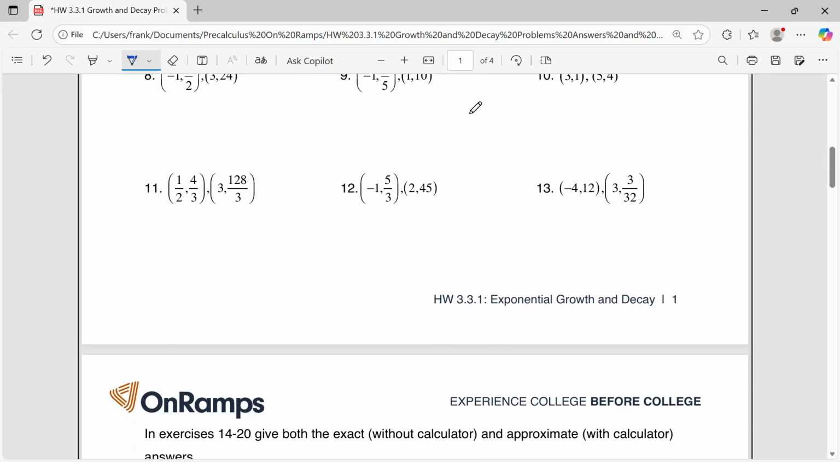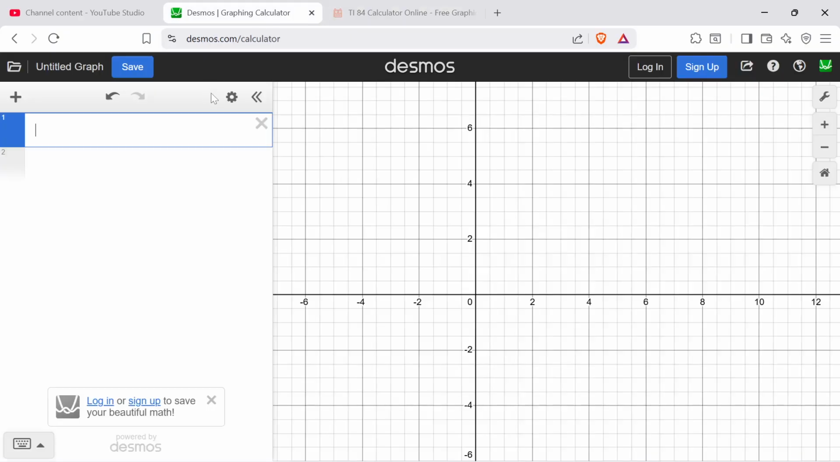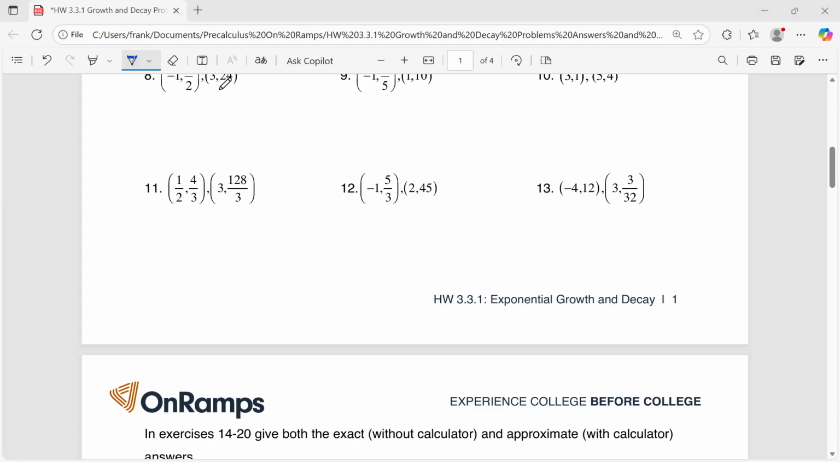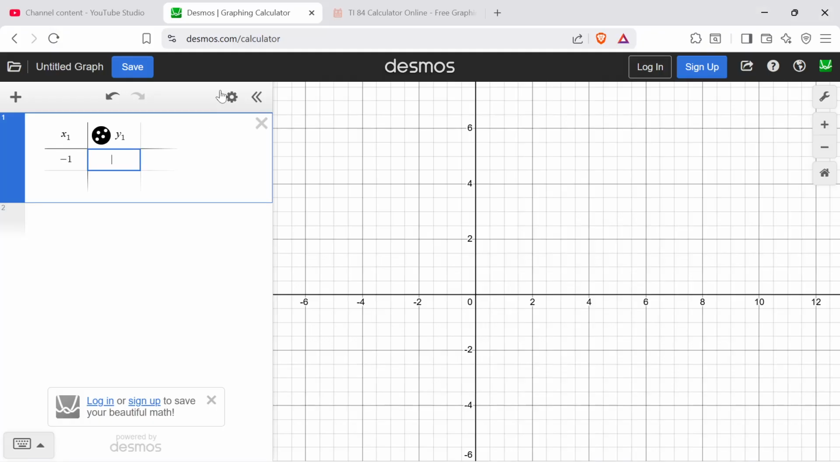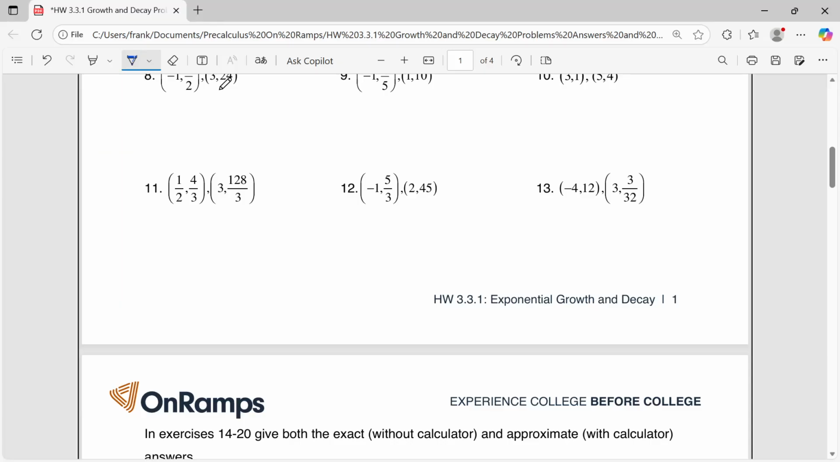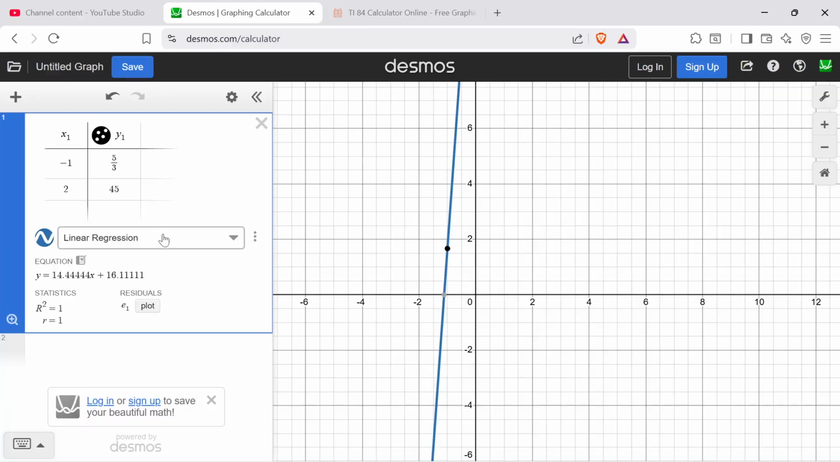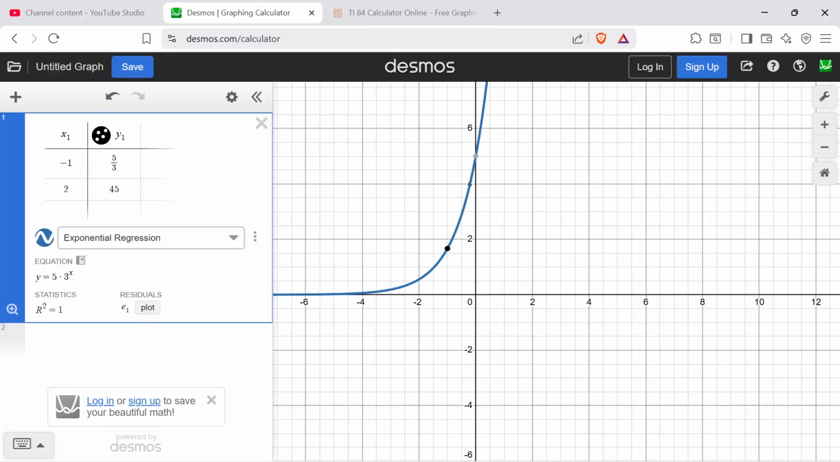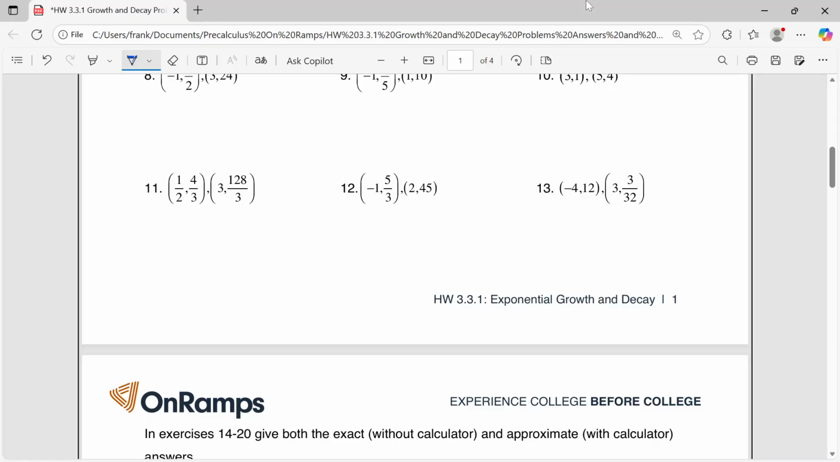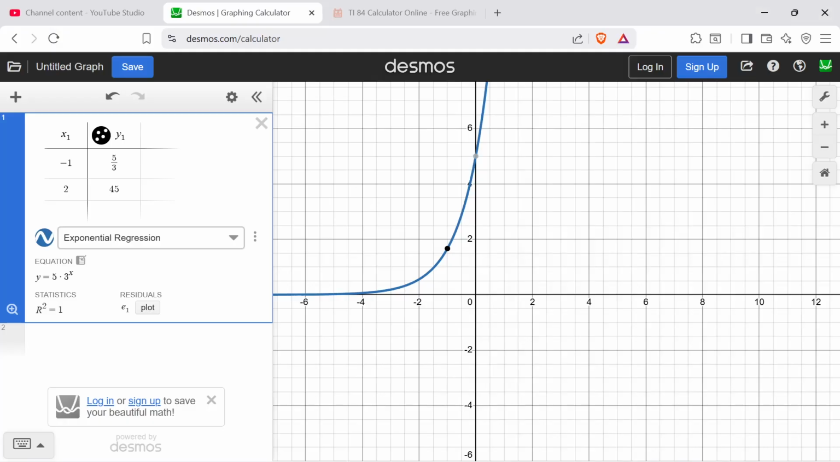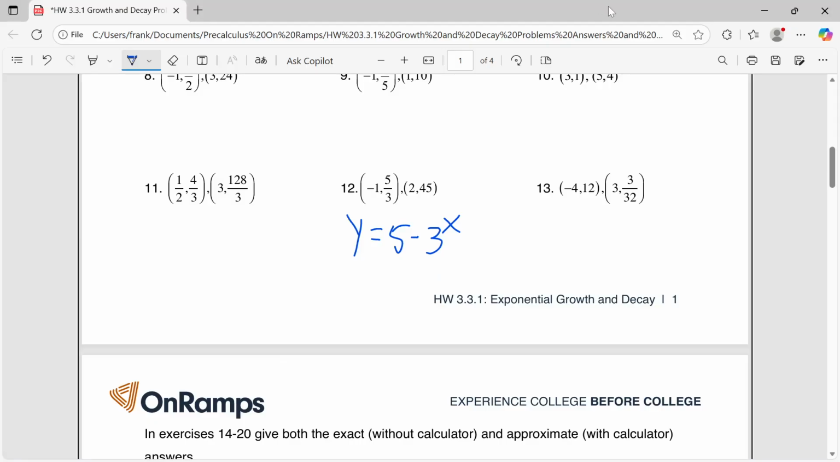Let me do one more, -1, 5/3 and 3, 245. I'm going to do this one on Desmos. I'm going to put in a table. You can do this on the TI. So it's -1, 5/3. Whoops. And then 3, 245. And on Desmos, I press this line with the dots around it, and I want exponential regression, and it shows me 5 times 3 to the x. Y equals 5 times 3 to the x. And it passes through -1, 5/3, which is right there, and it passes through 3, 245.